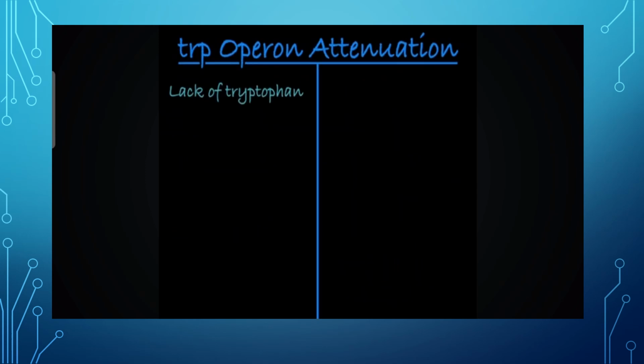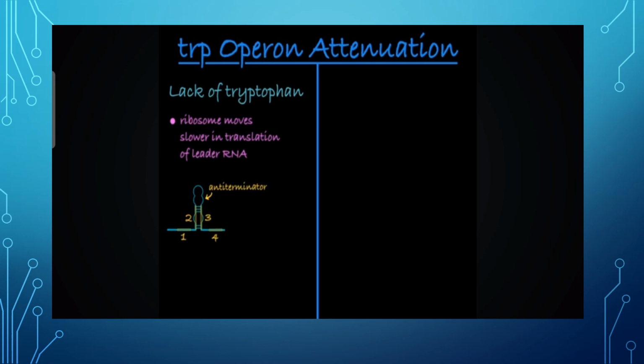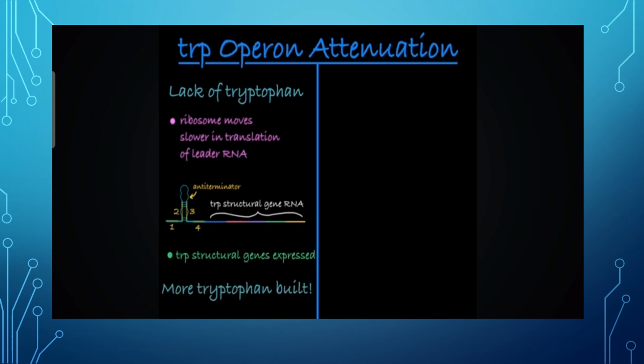So to review, when there's a lack of tryptophan, the cell needs to make its own. The slower movement of the ribosome as it translates the RNA leader open reading frame allows the leader RNA to fold into the conformation that includes the anti-terminator, which in turn allows the transcription of the full sequence of the TRP structural genes, which will then be translated into proteins that will help build more tryptophan.